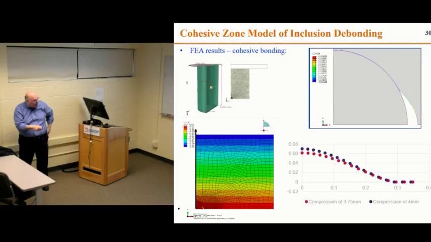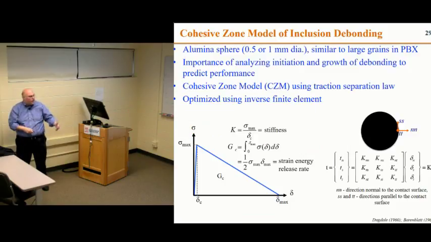From here, and you probably can't see it way back there, this is for a compression of 3.75 millimeters. This is a compression of 4 millimeters, and you could have the whole range, like I showed you before.